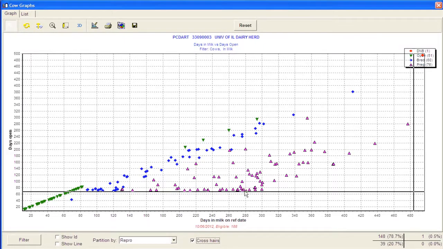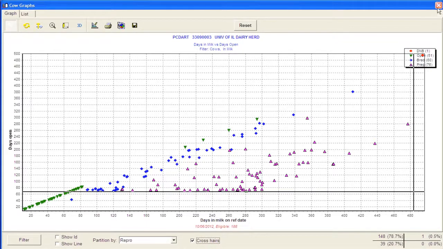The purple triangles are going to be our pregnant cows. These blue diamonds are cows that are bred but not confirmed pregnant yet. And then the green ones are cows that have been confirmed open or are open and have not passed the voluntary waiting period and not bred yet. So again, you can see a pretty nice pattern where we're getting several of these cows pregnant on that first service within the voluntary waiting period. And then you can see a scattering of second and third service.